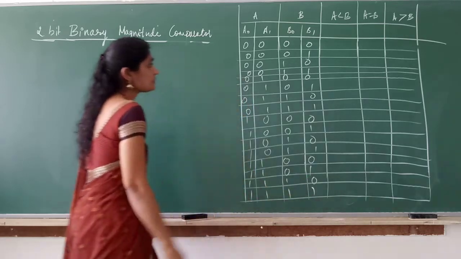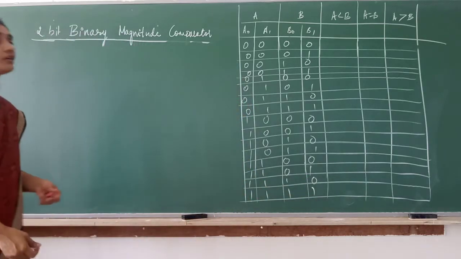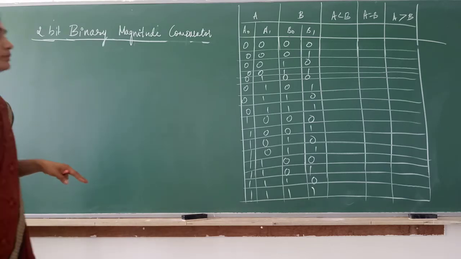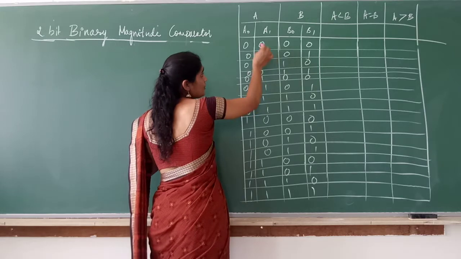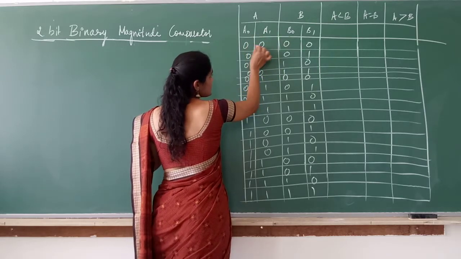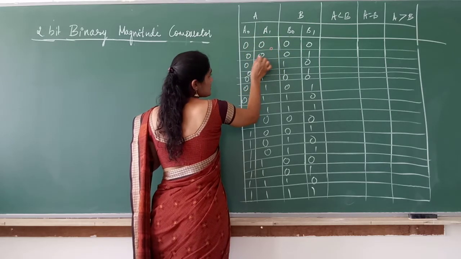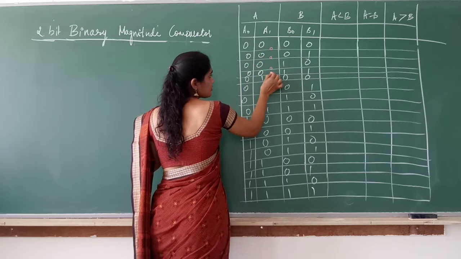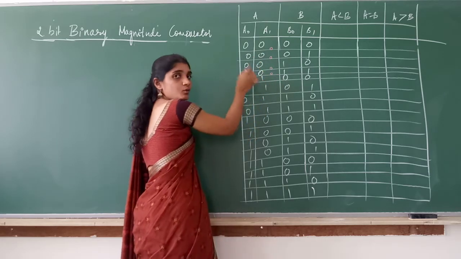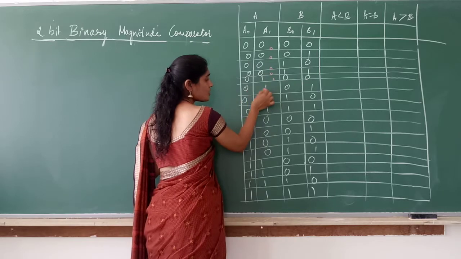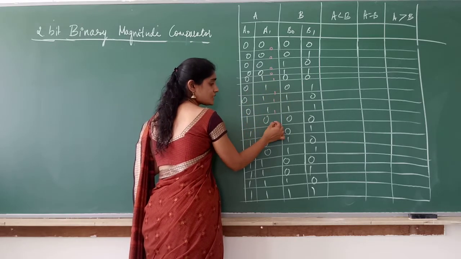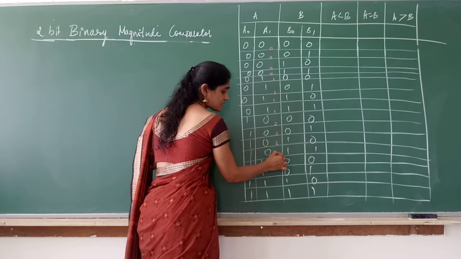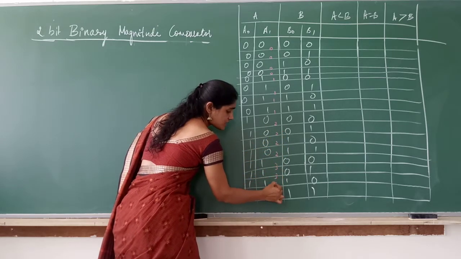So these are the possible combinations we could get for two 2-bit numbers, right? Now before that, I need to compare A and B. So what is A here? 0 0 means 0, 0 1 means 1 in decimal, right? 1 0 means 2 in decimal, 1 1 means 3 in decimal, right?